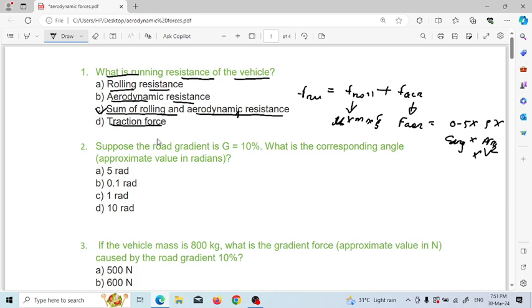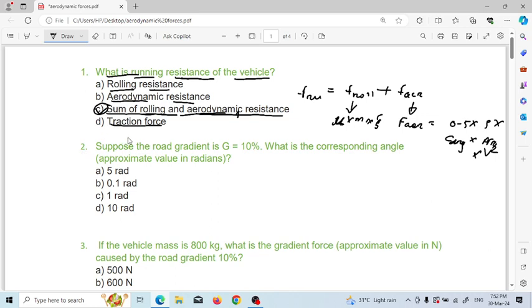So running resistance is directly proportional to mass of vehicle, frontal area and velocity. Increasing any of the parameters will increase running resistance. Tractive force is the effort from the powertrain. Rolling resistance is the frictional resistance that has to be overcome. Aerodynamic resistance is the drag force against the motion of the vehicle. So the running resistance of the vehicle is rolling resistance plus aerodynamic resistance. So option C is the correct answer.